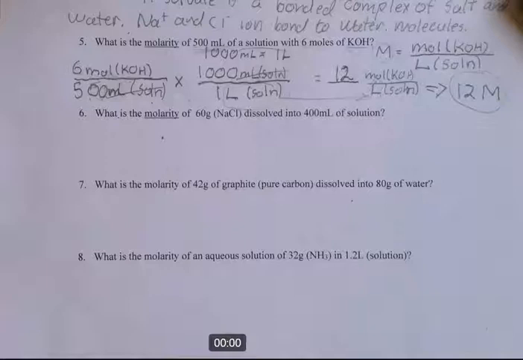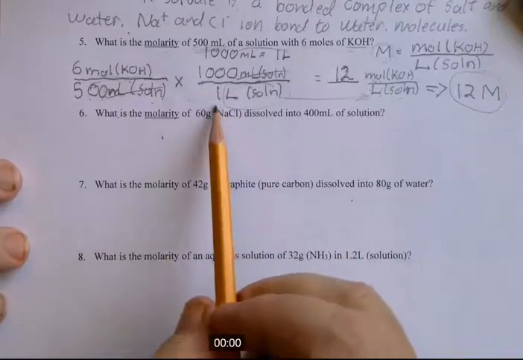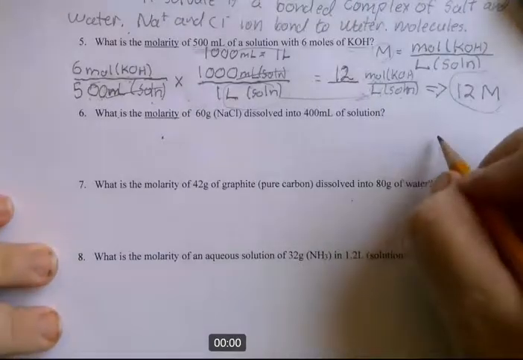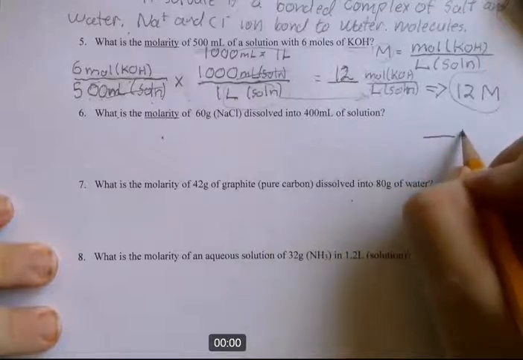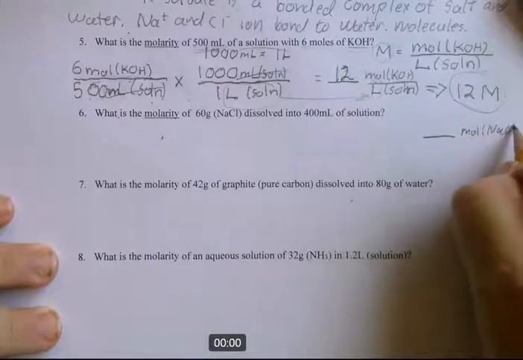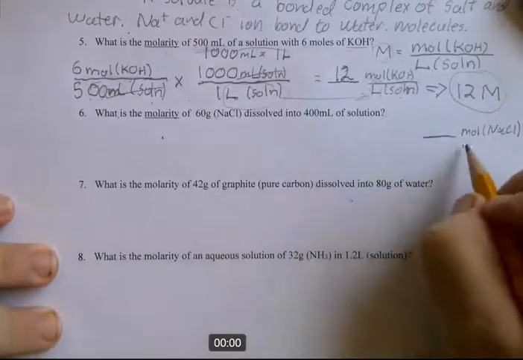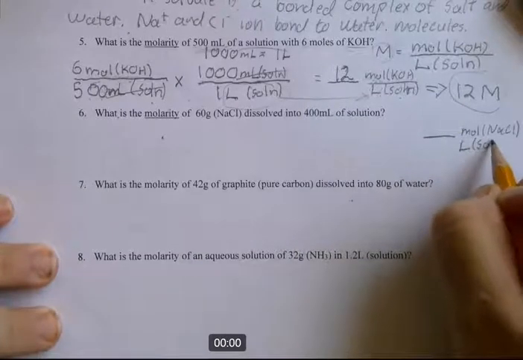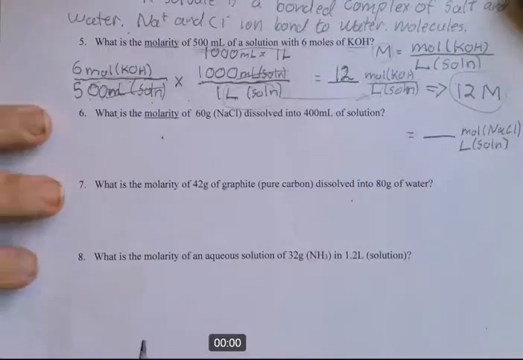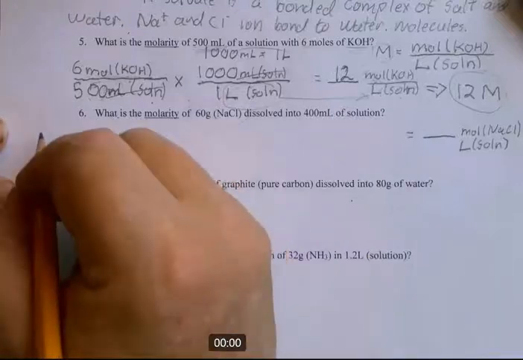Okay, what is the molarity of 60 grams of NaCl dissolved into 400 milliliters of solution? So it's very similar to the last problem, except they've given us the initial starting amount in grams. So we're going to have to do a molar mass conversion. So we're going to come over here, and we're going to have some unknown number of moles of NaCl per liter of solution, SOLN. That would be salt and the water together. And we want to fill in that blank space. And we're starting with 60 grams. So we're going to come way over here on the left.